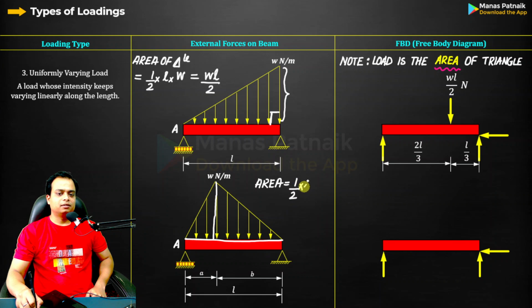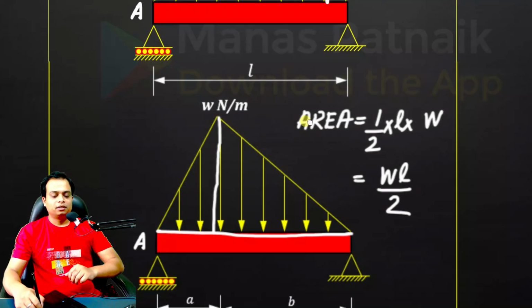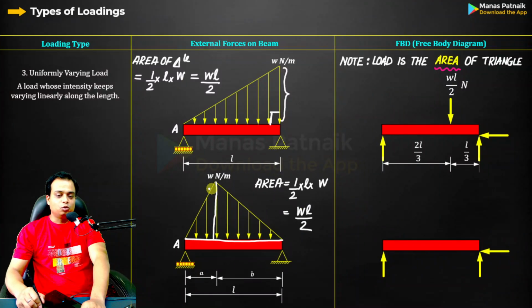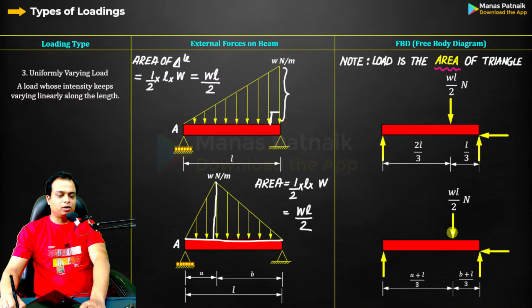Base is L, into height. Height of the triangle happens to be W. So this also is WL by 2. If you encounter such uniformly varying loads, where you see an increase and then a decrease, from 0 to maximum and then from maximum to 0, remember, you can replace this UVL by a single point load over here.